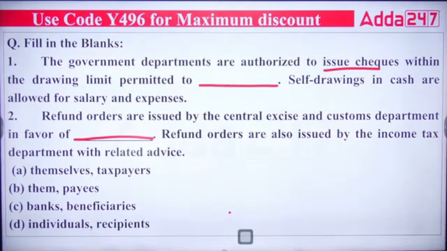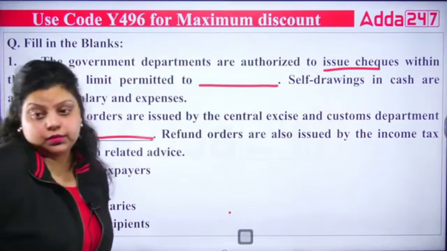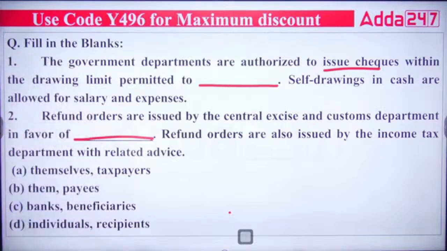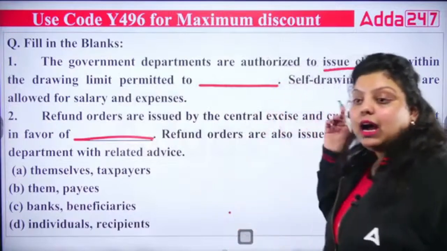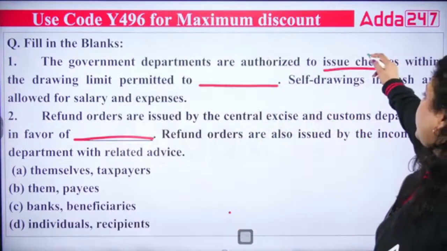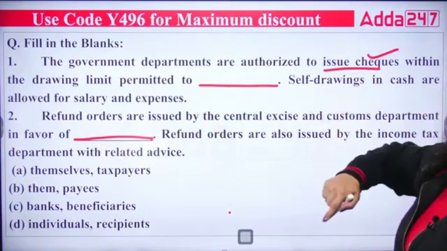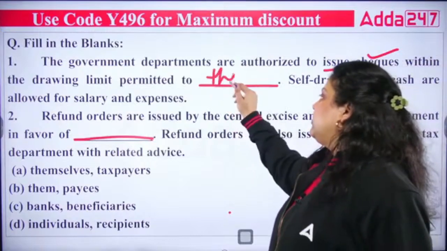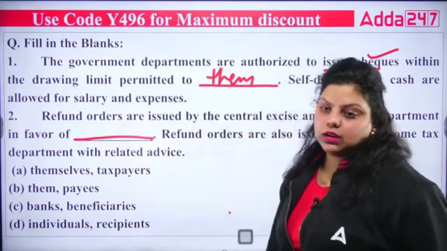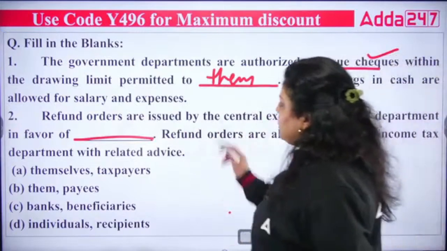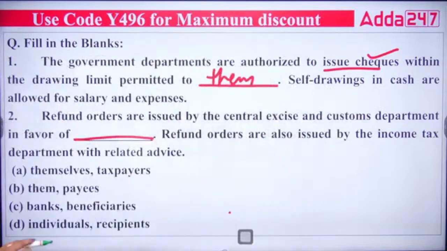Okay. So let's eliminate the option. First is saying the government departments are authorized to issue check within the drawing limit permitted to whom? So the question is saying government departments are what? They are authorized to do what? To issue the check within the drawing limit that have been permitted to them. So whatever limit have been given to them, on that limit they can issue the check. So right answer will be, obviously first is them, and if the first is them, you can eliminate the options. So the right answer is what?